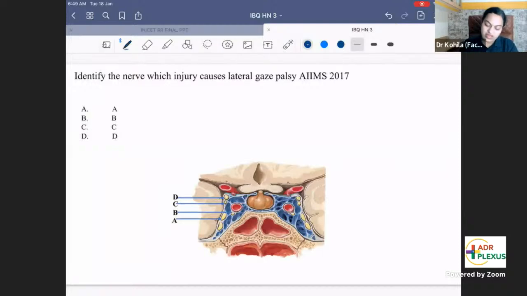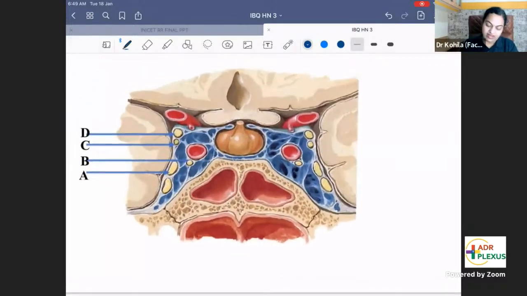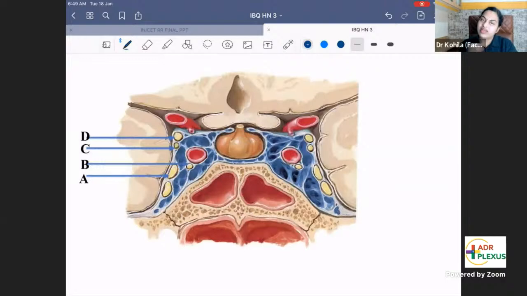So what you see here is the picture of cavernous sinus. Okay. So the cavernous sinus lies on either side of the body of the sphenoid. The roof and the lateral wall is formed by the meningeal layer of dura mater. The medial wall and the floor is formed by the endosteal layer.